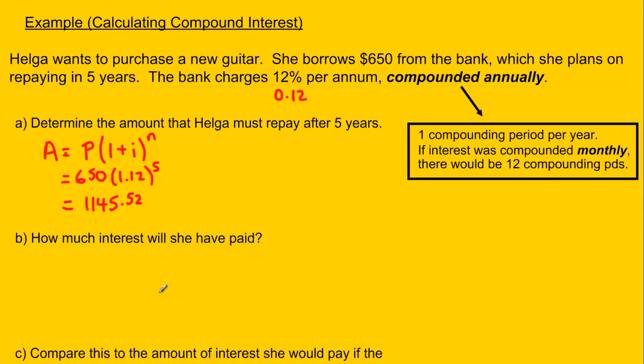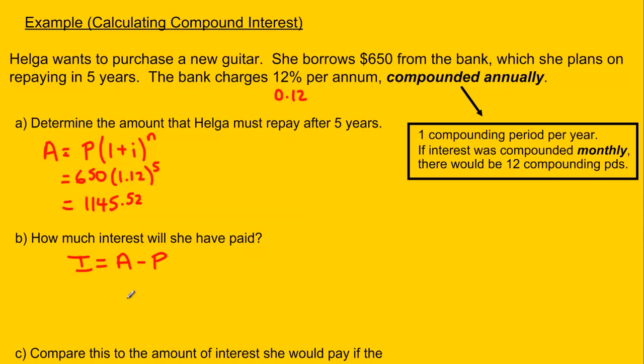Well, this seems pretty obvious, but let's just make sure we understand what we're asking. Her principal, or the amount that she borrowed, was $650. She's paying the bank back $1,145.52. So whatever the difference is between those two amounts, that's the amount that was interest, or the fee that she paid for borrowing that amount. So the amount of interest is just going to equal the amount that she pays back, subtract her initial principal.